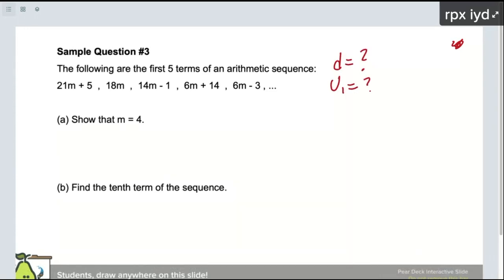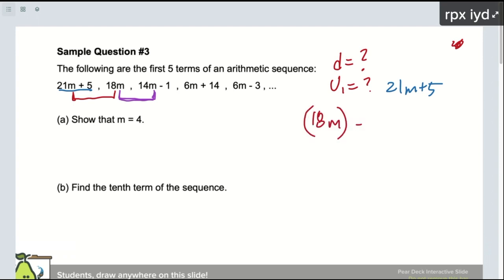So I say, okay, I'll look here. My first term is this. My first term is 21m plus 5. My common difference is, well, to get that, I have to subtract these two, or subtract these two. Remember, they just have to be adjacent. So I'll go ahead and try that. I'll say, okay, I have 18m subtract 21m plus 5.